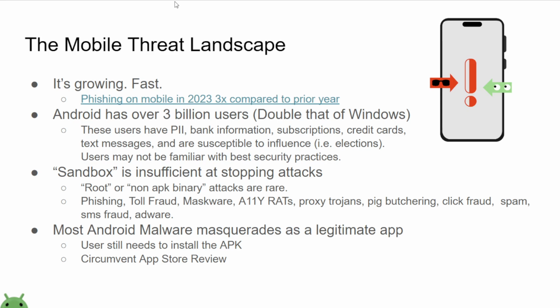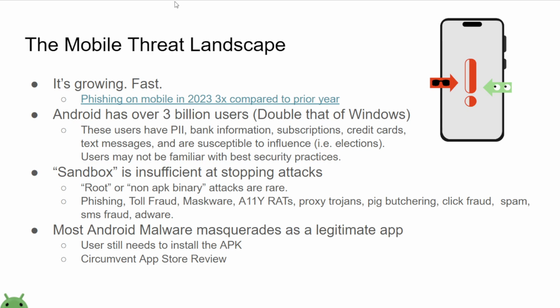The reason for its growth is that Android is simply much more accessible than, say, Windows. There's 3 billion Android users worldwide, and all of those users are now using their mobile devices for things like personal information, banking, subscriptions, paying for things with credit cards, texting their friends. And all of them are, of course, susceptible to malware attacks or being targeted for specific espionage, like influencing an election. To top it all off, these users may not always be following the best security practices. They may be installing apps they shouldn't, clicking on links they shouldn't, or trusting something simply because it looks like their bank.